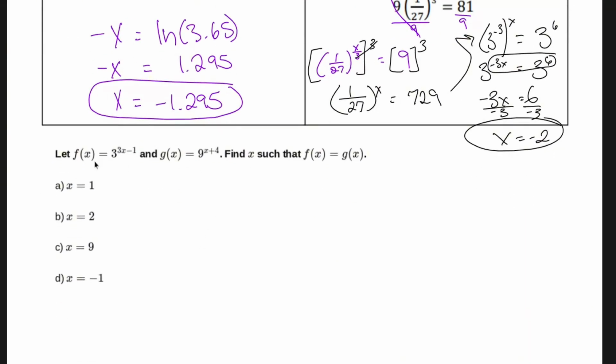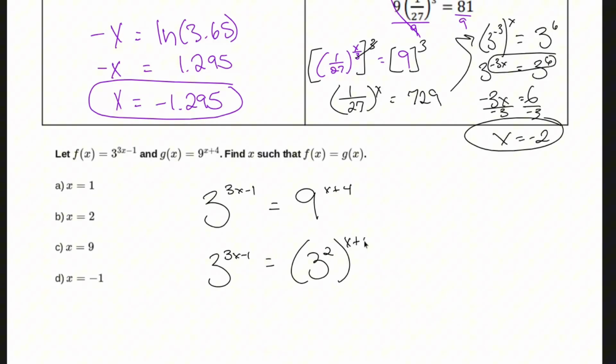All right. f of x equals this, g of x equals that, set them equal to each other. So 3 to the 3x minus 1 is going to equal 9 to the x plus 4. Just like what we did up here, let's rewrite 9 as 3 squared. So 3 to the 3x minus 1 equals 3 squared to the x plus 4. Over here, we multiply exponents. So that becomes 3 to the 3x minus 1 equals 3 to the 2x plus 8.